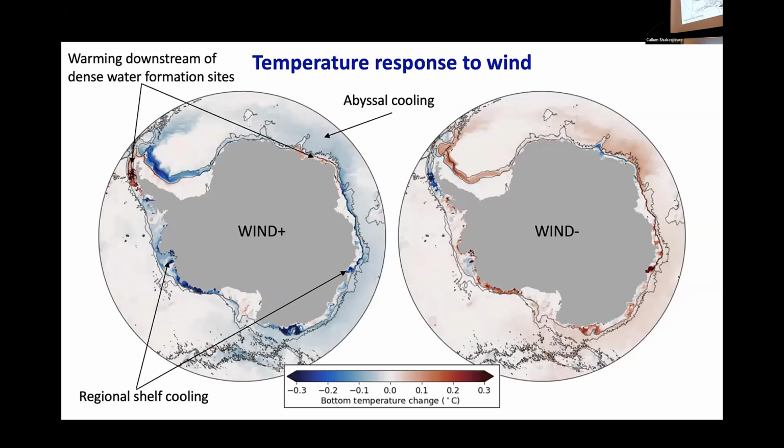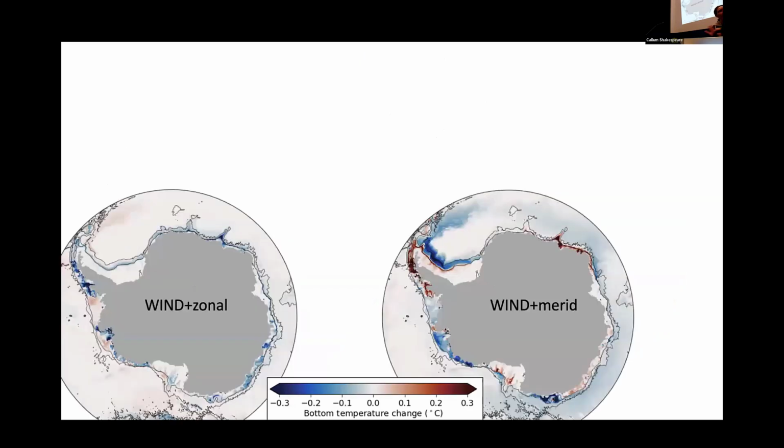But you'll also note that there are these regions where we get warming on the continental shelf here, which is perhaps a bit less expected. We can understand those regions of warming by splitting this up into the zonal and meridional components. This is the temperature change from those separate perturbation runs. You can see here that these warming patches come entirely from the meridional winds. And the zonal winds, as expected, produce this largely cooling everywhere around the shelf, consistent with more Ekman pumping along the coast.